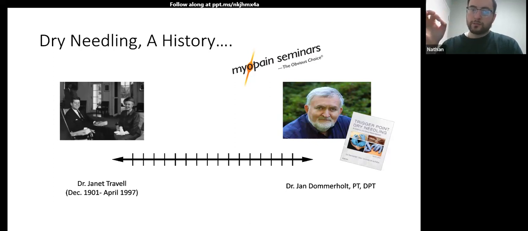So the question was, we do something called a trigger point injection, where they put a needle into the trigger point to get the muscle to release, and they inject lidocaine or some sort of anesthetic. The question became, is it the medication that's giving them the pain relief, or is it the needle going in, getting that little twitch out of the muscle, and the muscle releasing? Is that really what's giving people pain relief? And that's where dry needling became more popular.